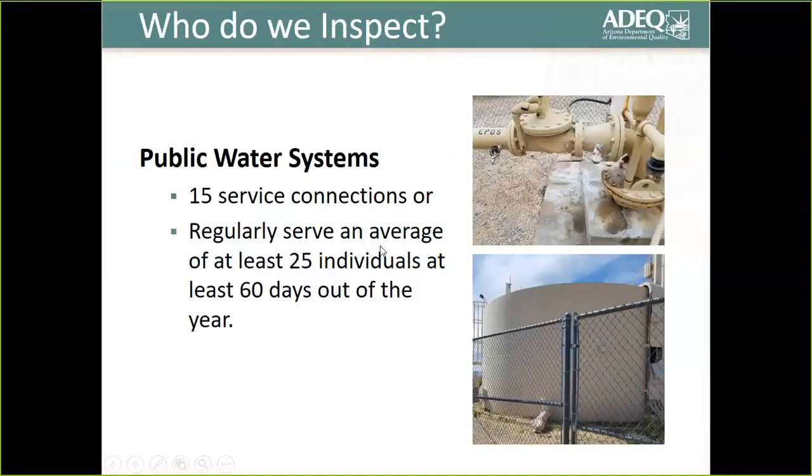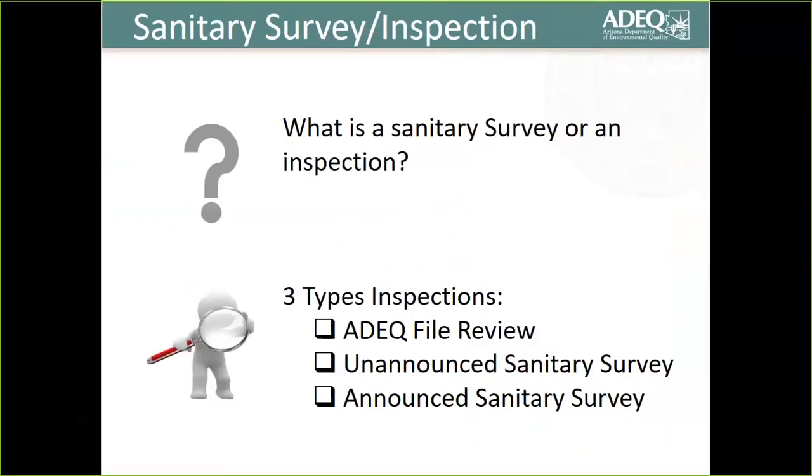So what does an inspection consist of? A sanitary survey, or an inspection, basically assesses a public water system's capability to supply safe drinking water. It's a comprehensive review of your system's components and records.